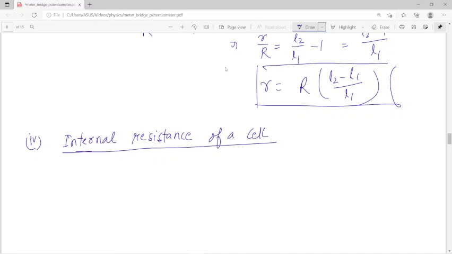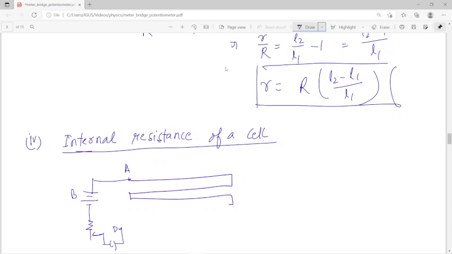That means the cell E whose internal resistance is to be determined is connected in the circuit. What is the corresponding circuit? Same thing, I am writing: this is the corresponding battery. There is a rheostat connected to the wire of length D. If this is point A, and there is a wire, you can draw a straight line also, that is the corresponding wire, AD wire.